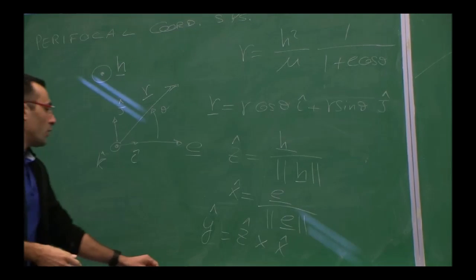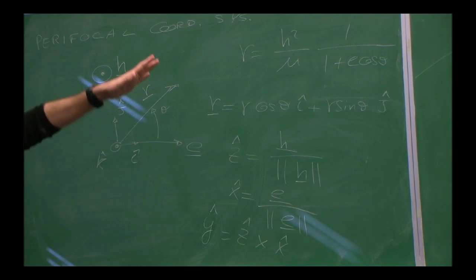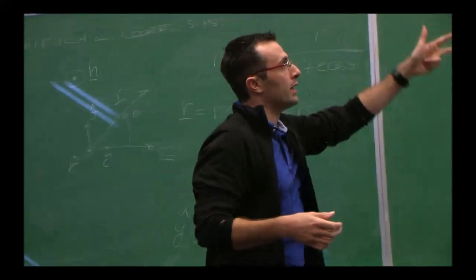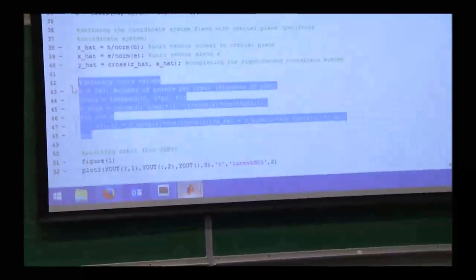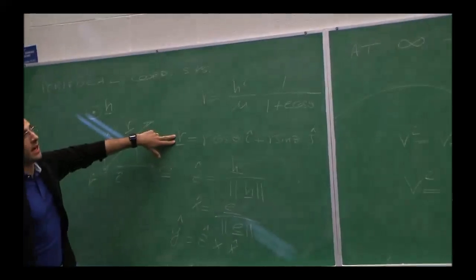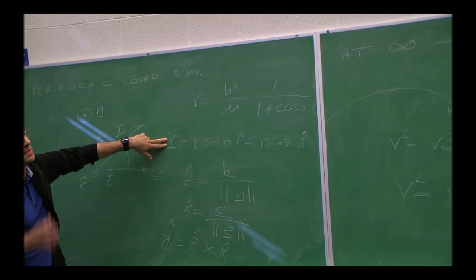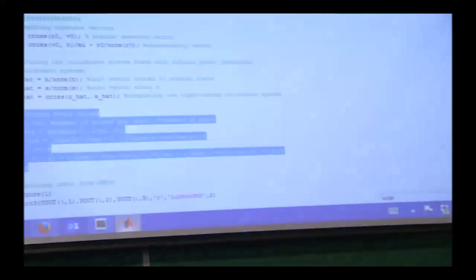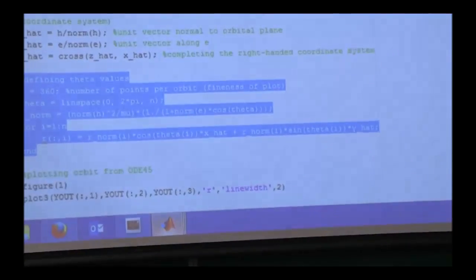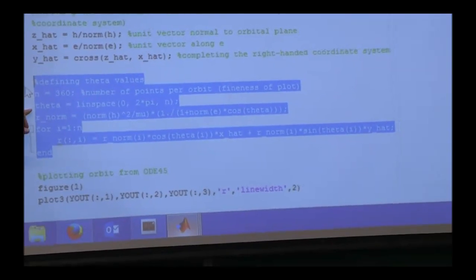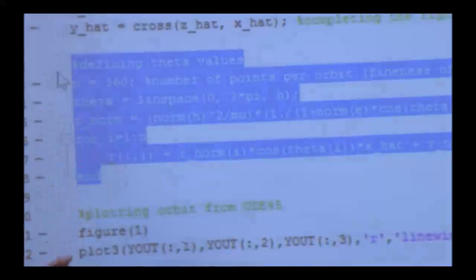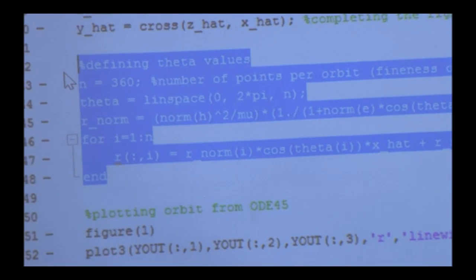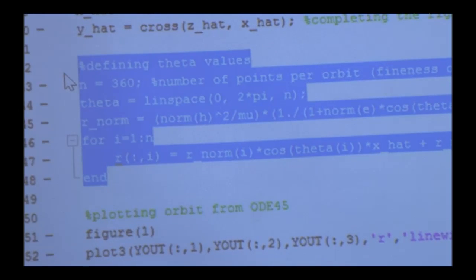Okay. Now I do have the perifocal coordinate system. They don't change. h doesn't change, e doesn't change, y doesn't change. So you define those once and for all. And here I just decided, okay, I want to use this expression right here. And since I don't know how theta is changing with time, I just decided to have 360 values of theta. They go from 0 to 2 pi. So that's what I'm doing with this instruction that you've probably seen before. Theta is a vector of 360 points from 0 to 2 pi. And here is the norm given by the Keplerian expression right here. That's what I'm doing right there.